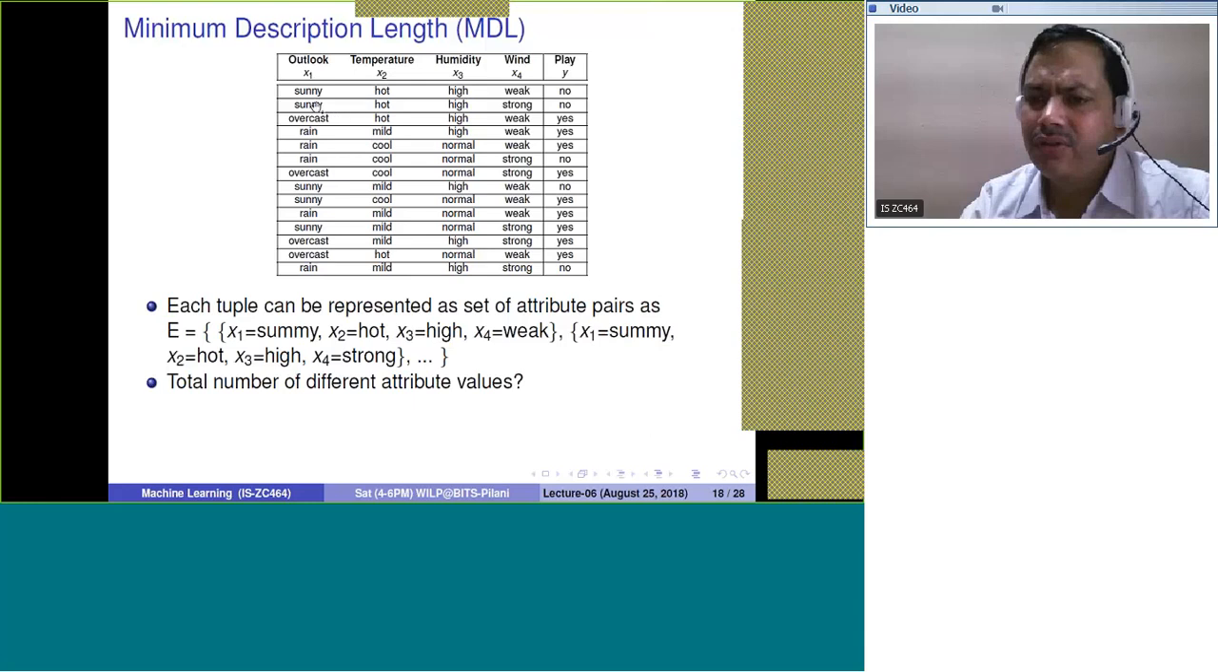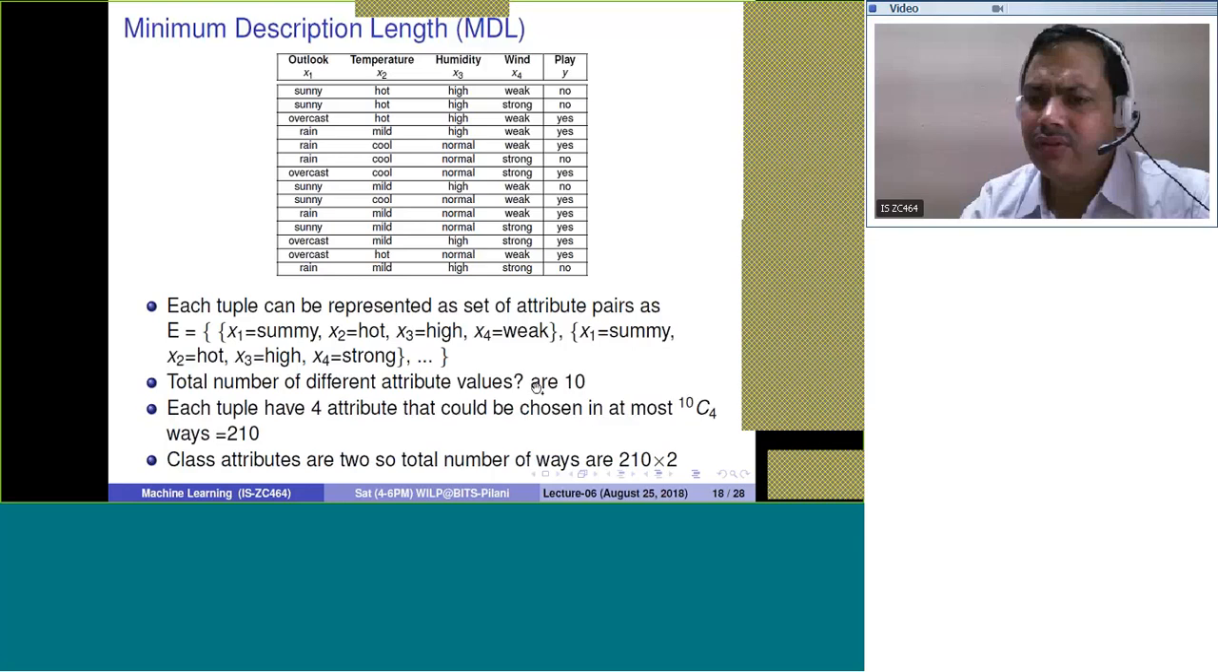Attribute value means sunny, overcast, rain. Overcast again, you do not take sunny, rain, sunny again. So sunny, overcast, rain, hot, mild, cool, high, normal, strong, weak. So these are the things. So how many different values? 10 values you have. Try to see, you have 10 values.